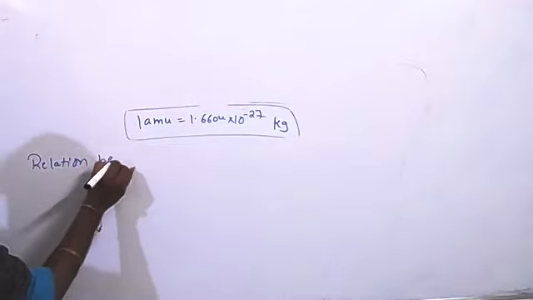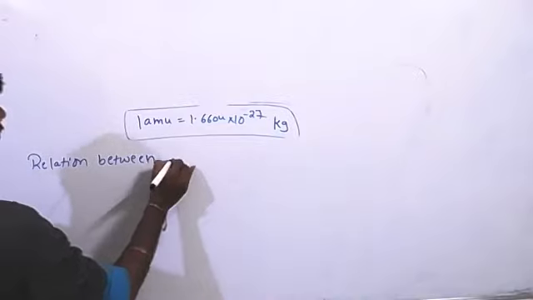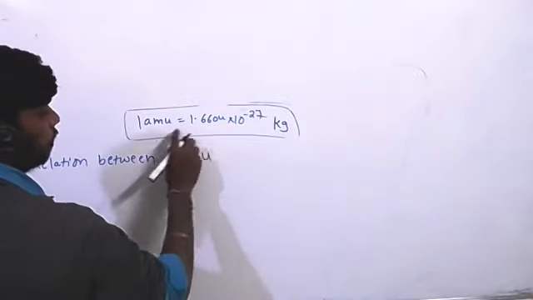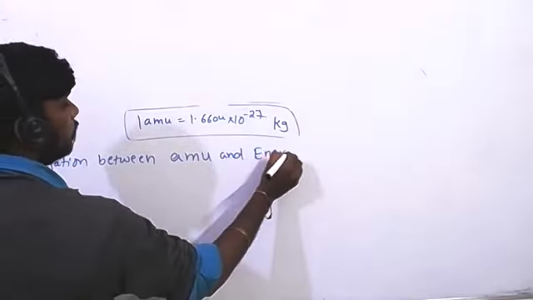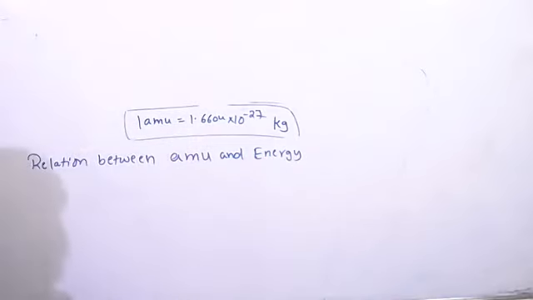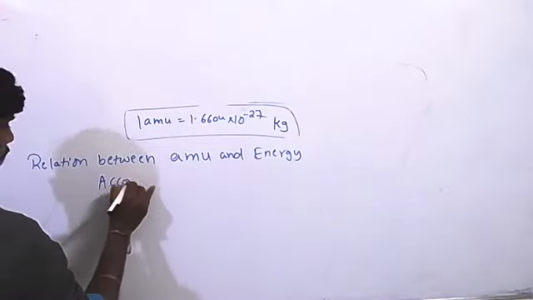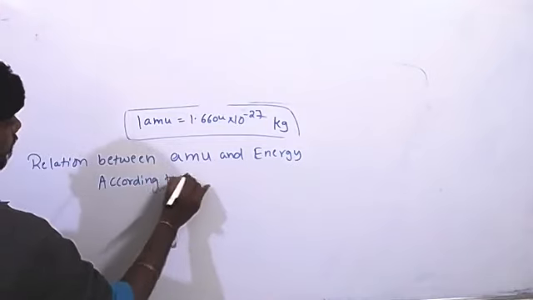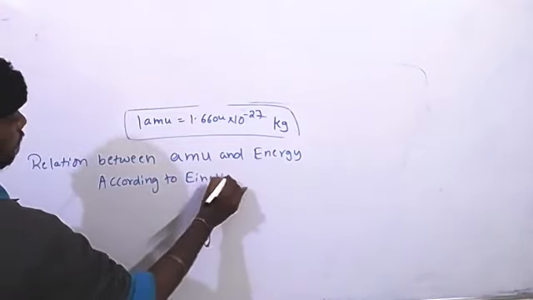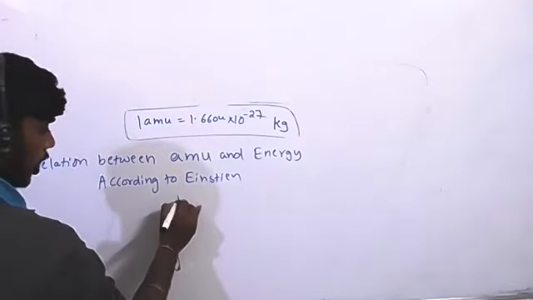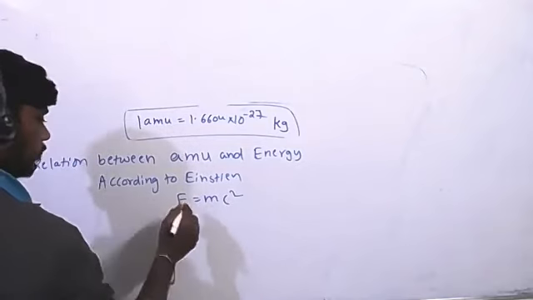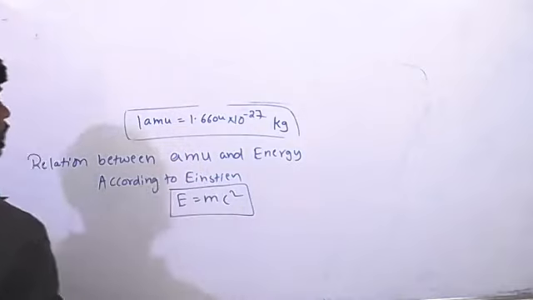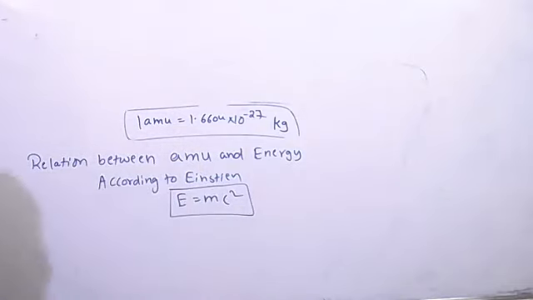Relation between AMU and energy. According to Einstein, E equal to mc square. Here m is nothing but AMU and c is nothing but the speed of light.